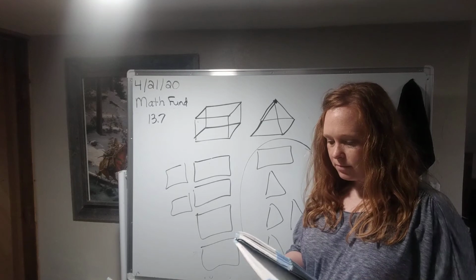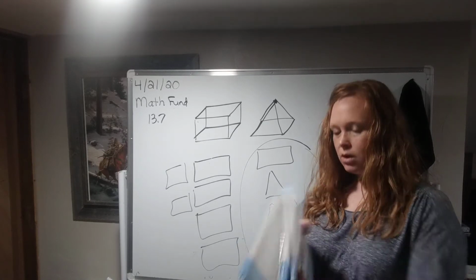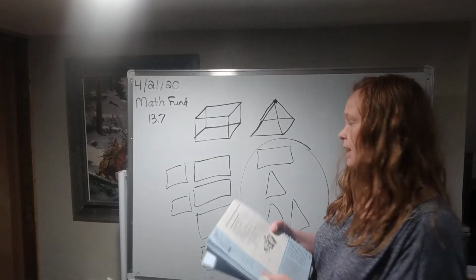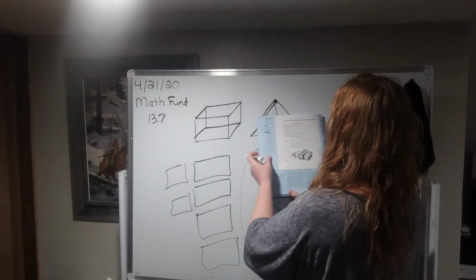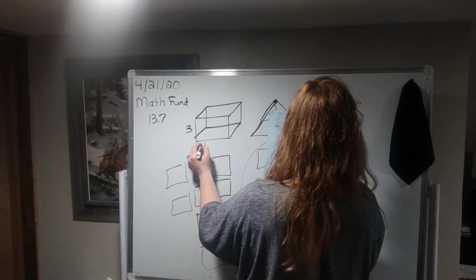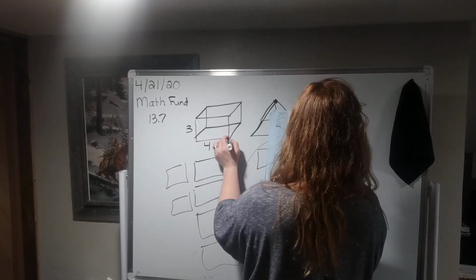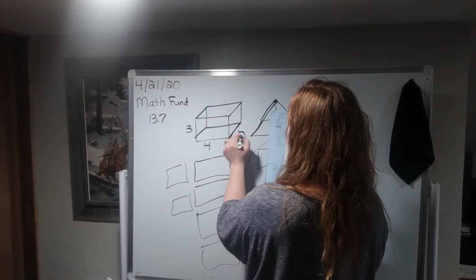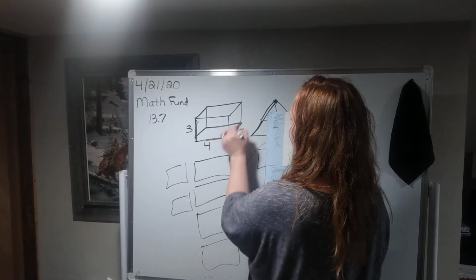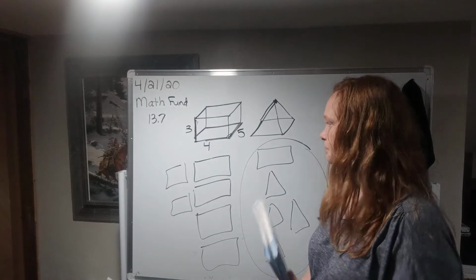Okay, so let's see. First, let's find the surface area of this rectangular prism that they've drawn for us. They said that the height is 3, the width is 4, and the length right here is 5. So we have 3, 4, and 5. Okay, so let's begin to break this down then.